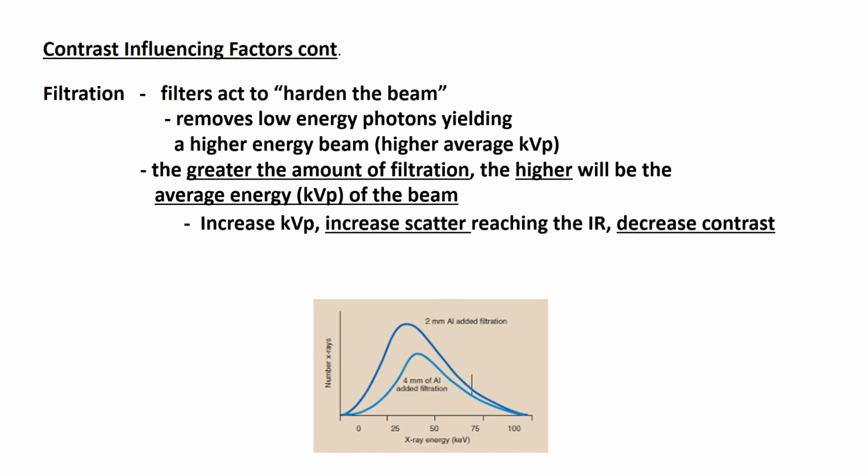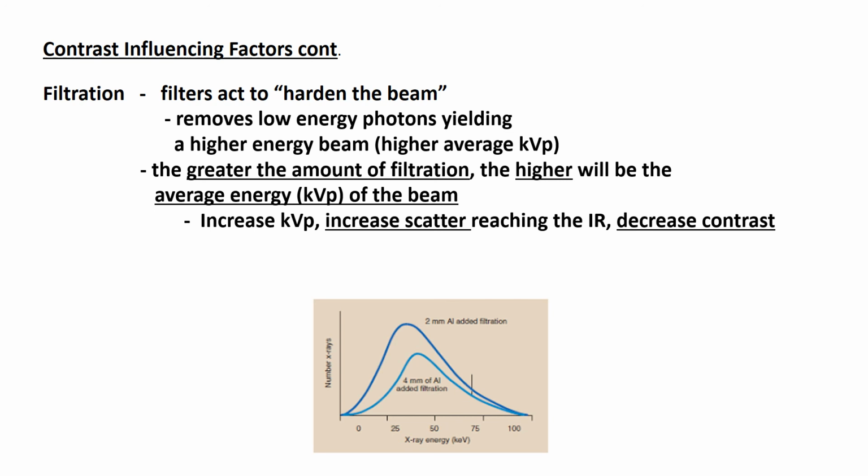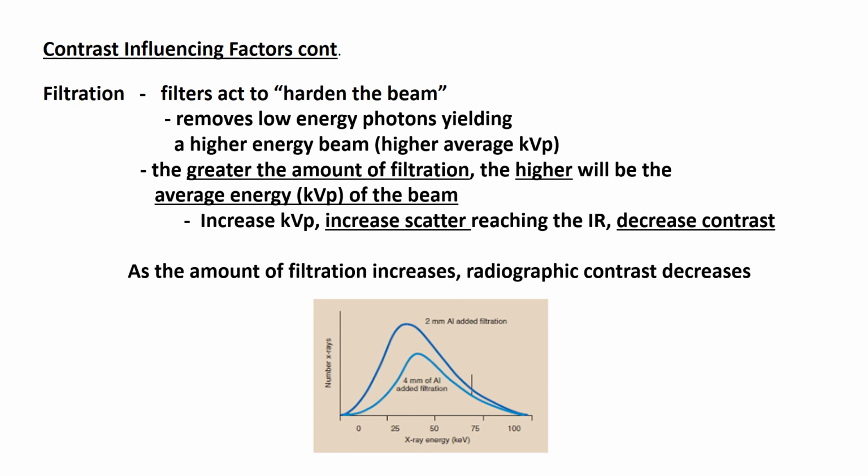Well, what do I remember about high kVp? High kVp gives me more scatter, right? More scatter reaching the IR. If I got more scatter, it's more gray. I decrease the contrast. So what can we say? As the amount of filtration increases, radiographic contrast decreases, more gray. Why? Higher average kilovoltage, more scatter, more gray, contrast goes down.